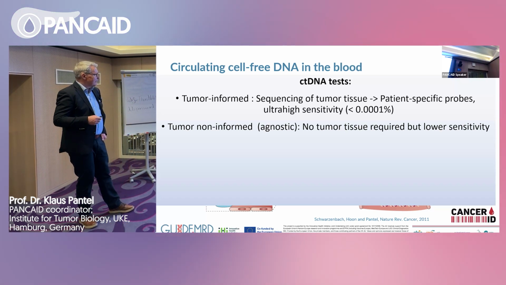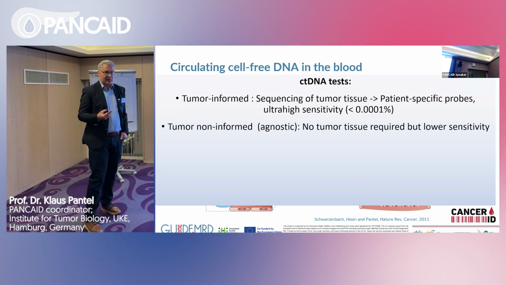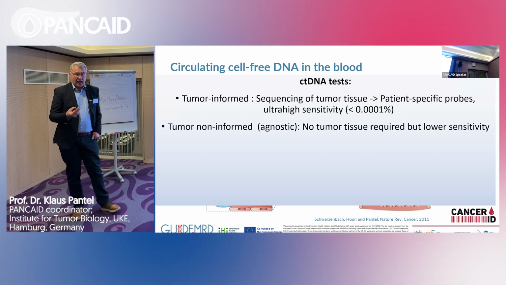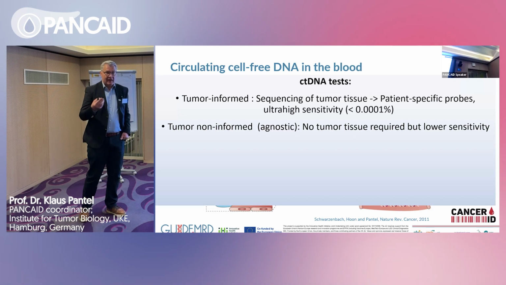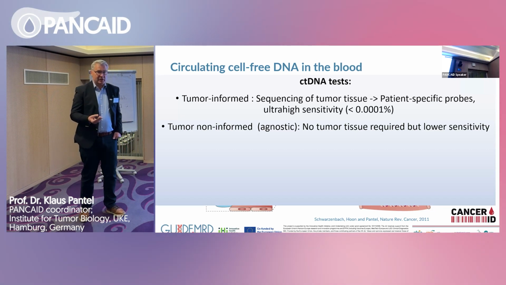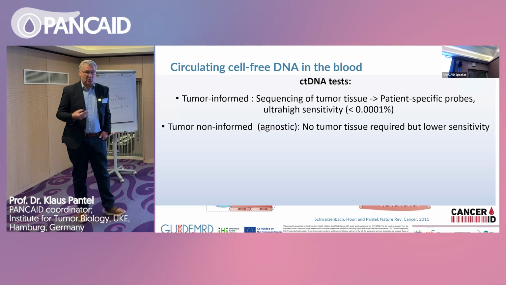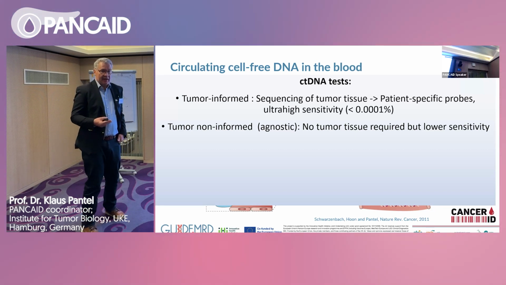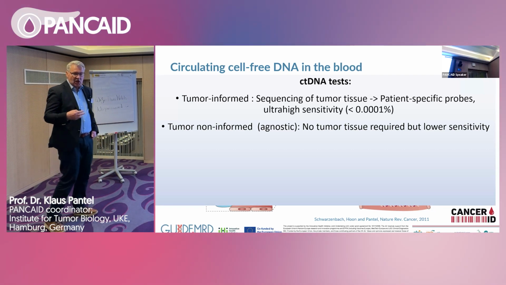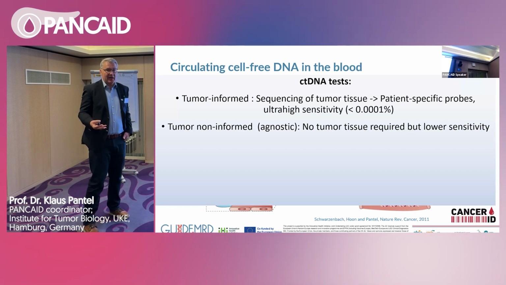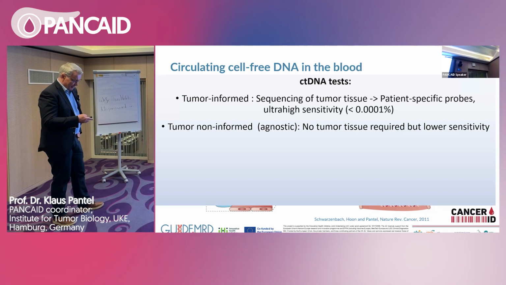For the tumor non-informed, the advantage here is you don't need tumor tissue, which sometimes is difficult. For example, we have a lung cancer study where in 20 to 30% of the cases the biopsies have not enough quality for whole genome sequencing. So these real-world problems can sometimes also dictate what kind of tests will make it in the future. That's why there's also quite some interest now in tumor non-informed tests. And of course, in early cancer detection, you don't know what kind of tumor you have. So you have to go for a tumor non-informed test in that regard.